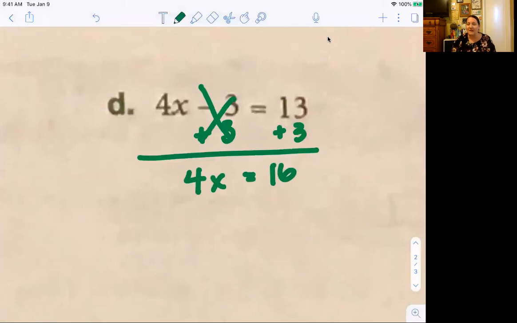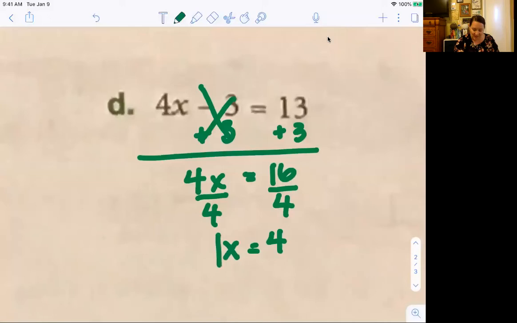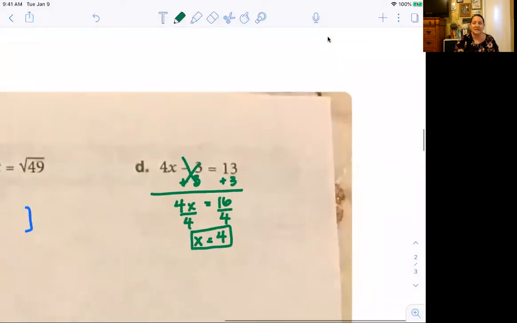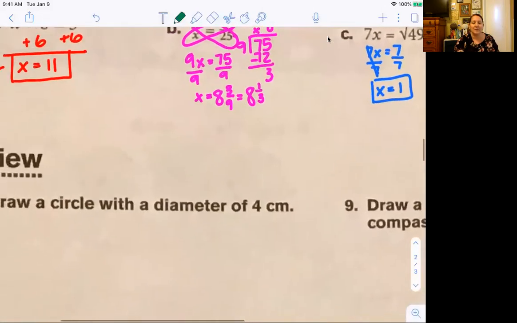Now how do we solve for x? Just like in those other two problems, we divide by 4. And we get x equals 4. Good job. You guys are getting so good at this. I can just see how amazing you're doing.